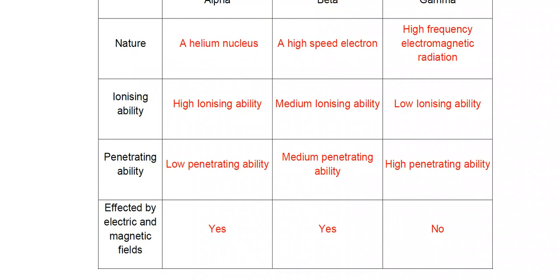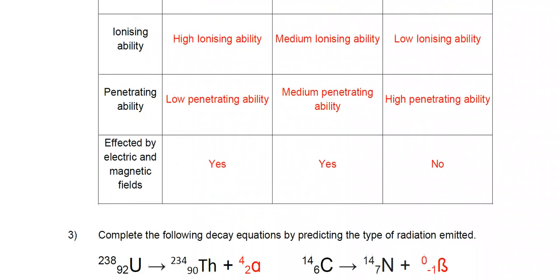Both alpha and beta, because they are particles, are affected by electric and magnetic fields, whereas gamma, being an electromagnetic radiation, is not affected by these fields.